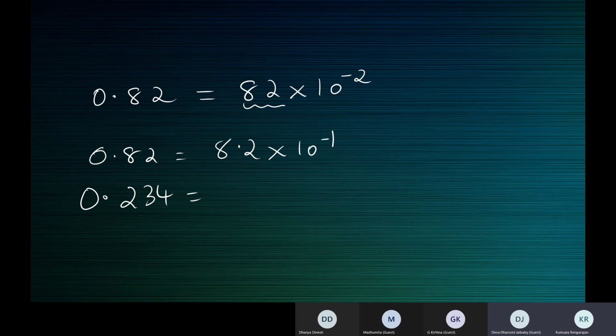By moving the decimal, you're just playing with the decimal point. Shift the decimal point so that the value will be 1 or more than 1 but less than 10. Where do you want me to put the decimal point? Between 3 and 4, ma'am. So you're saying 0.23.4. You want the decimal point to come here. Yes, ma'am. What's the value?